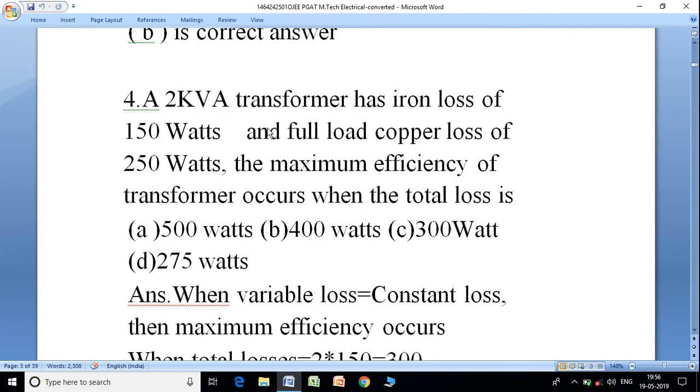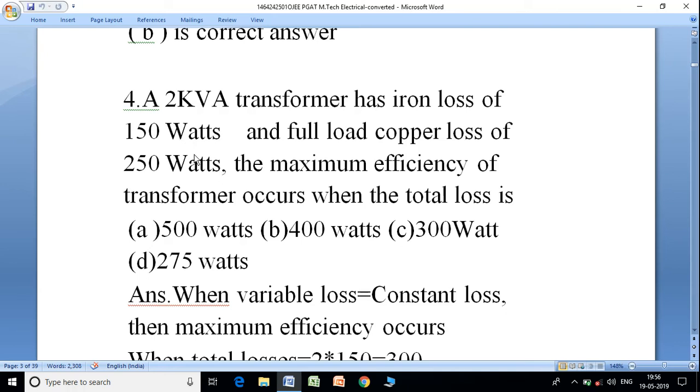Here the iron loss is 150 watts. This is the constant loss, and copper loss is 250 watts. This is the variable loss. So this loss is always constant in a transformer. That is, iron loss is called constant loss, and it is independent of any load condition. Whatever the load condition in a transformer, the iron loss is always constant. Therefore this should not be changed.